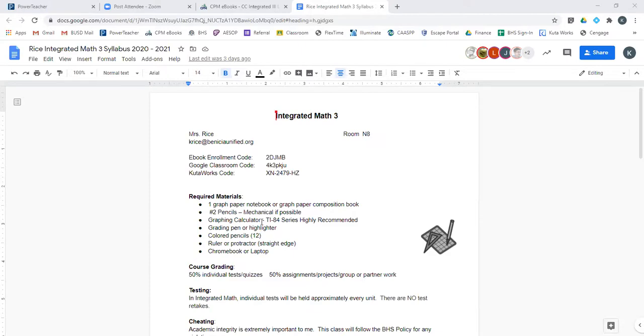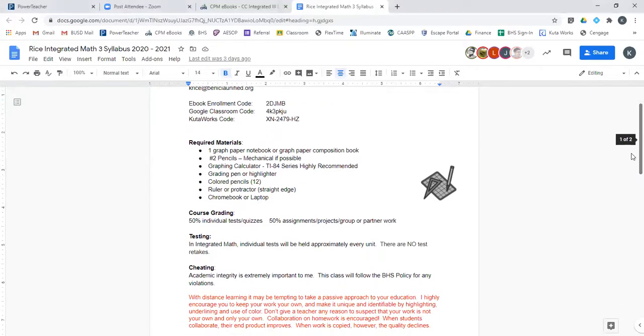A graphing calculator is highly recommended. You can get by without one, but it will be easier. And if you're going to go on to pre-calculus and take your SATs, then you're going to need a graphing calculator for those things. Some kind of grading pen or highlighter. Colored pencils I think will be helpful, but you could again probably get by without them. You do need some kind of ruler or protractor, something that you can use as a straight edge for when you do need to make your graph. And then obviously your Chromebook or laptop.